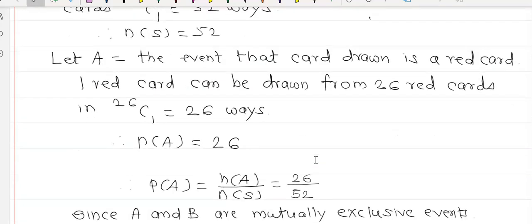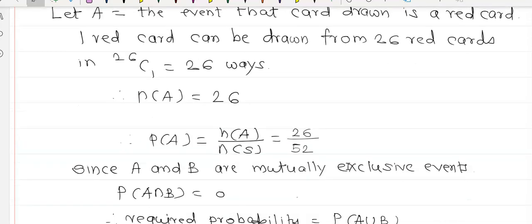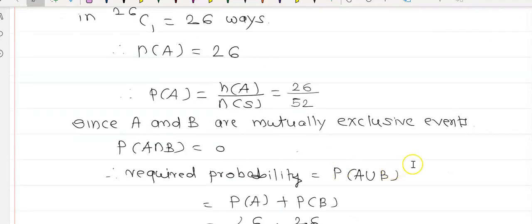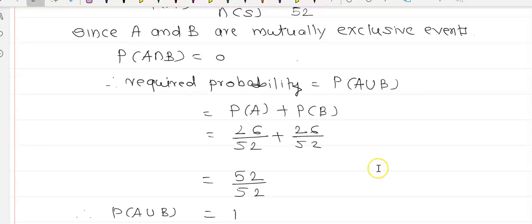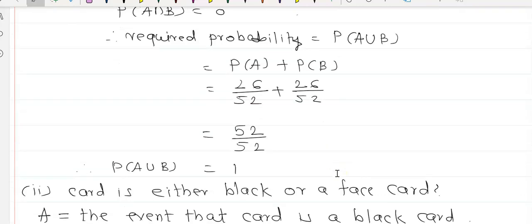Now next is P of A, the probability. P of A is equal to N of A upon N of S, 26 upon 52. Since A and B are mutually exclusive events, they are disjoint. Therefore P of A intersection B is equal to 0. The required probability P of A union B is equal to P of A plus P of B, that is 26 upon 52 plus 26 upon 52, which is equal to 52 upon 52, which is equal to 1. Therefore P of A union B is equal to 1.